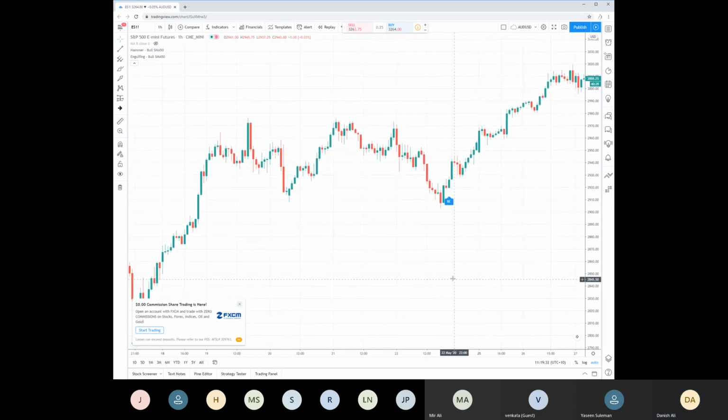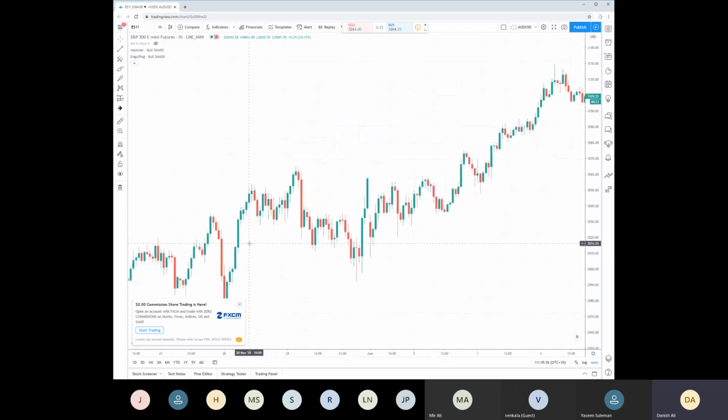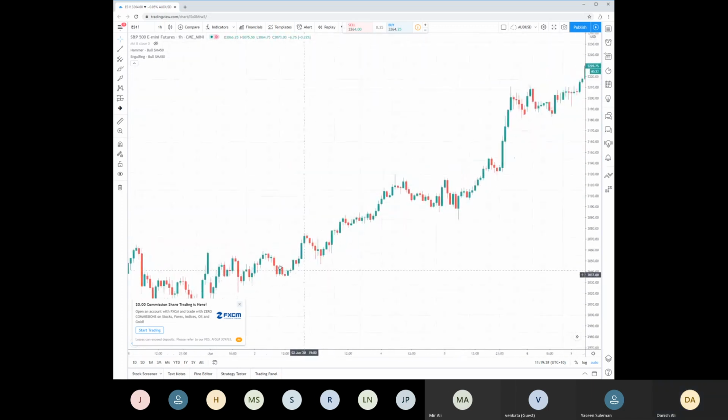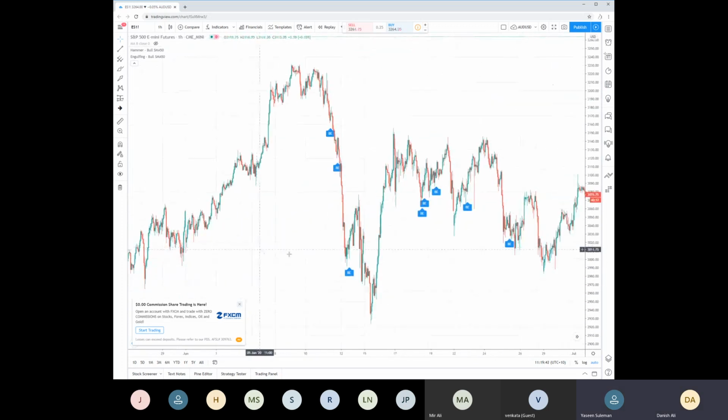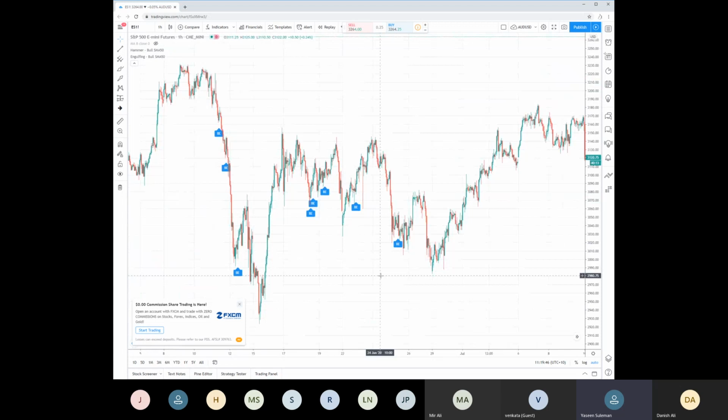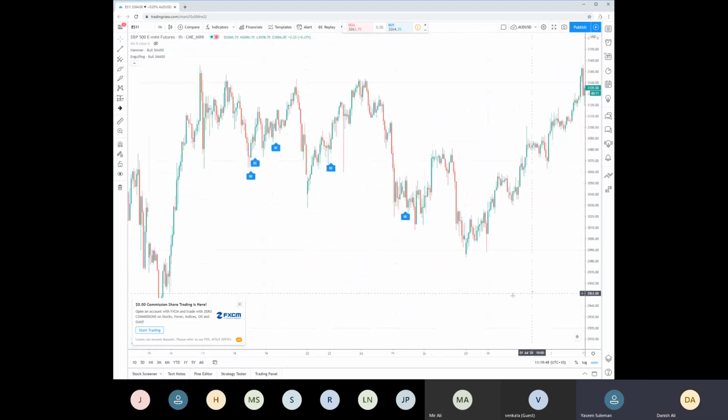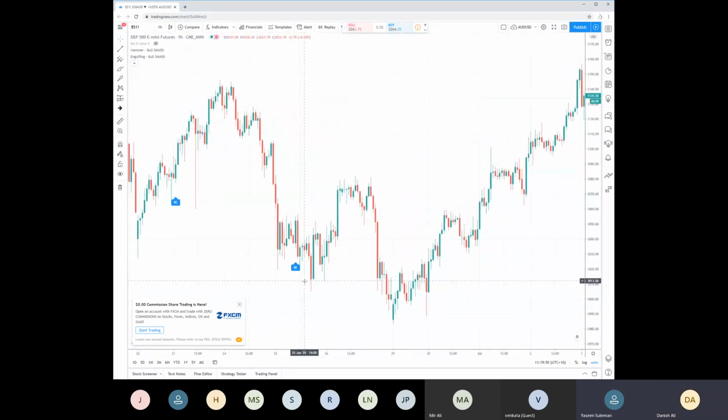Okay. Does it make sense? Yeah, I didn't know you can actually do that with TradingView. I just started using TradingView a couple weeks ago, so that's something I can definitely look at.